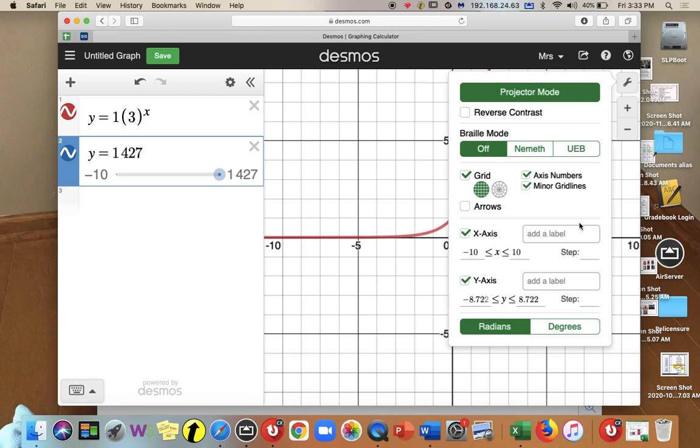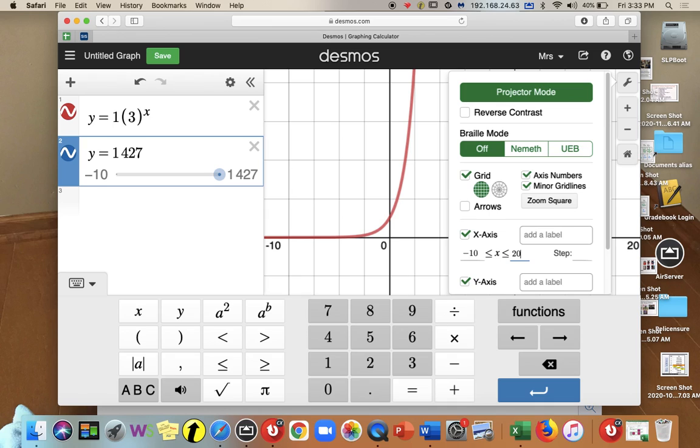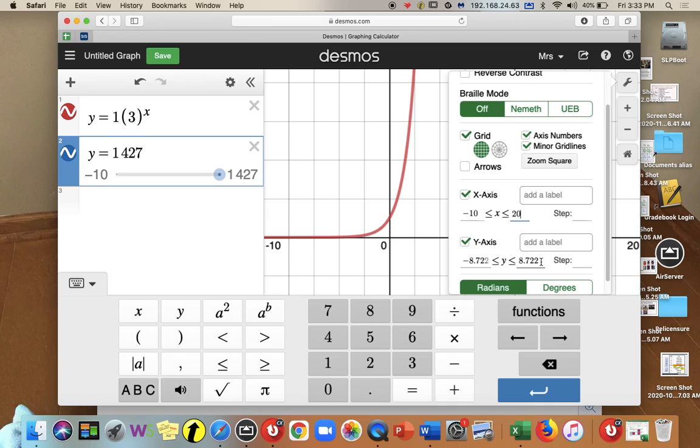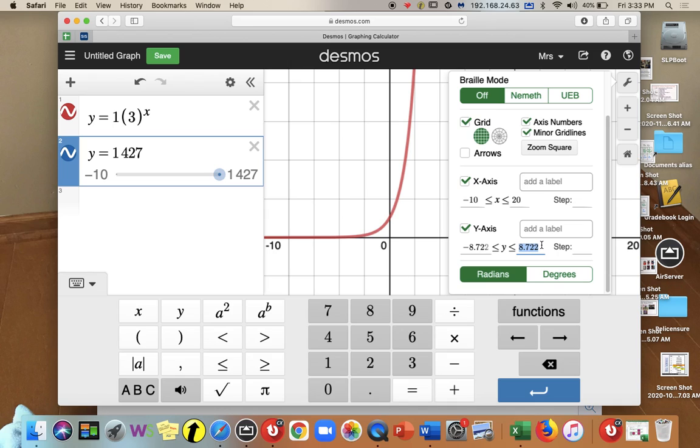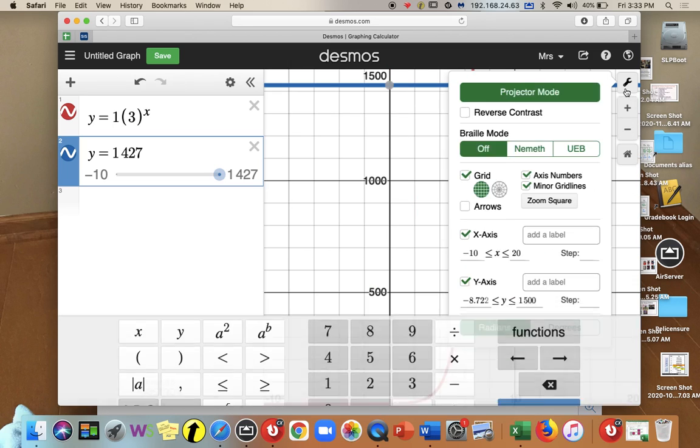So first, I'll change it to projector mode. And then I'm going to change my x and my y-axis. So I know the time. I'm going to just go out to like, I don't know, 20. You know, the answer is like 6 point something. But the y-axis is really what we got to change. We got to go a lot higher than what we're at. I'm going to go up to like 1,500. Okay, so let's see if we can see our graph.